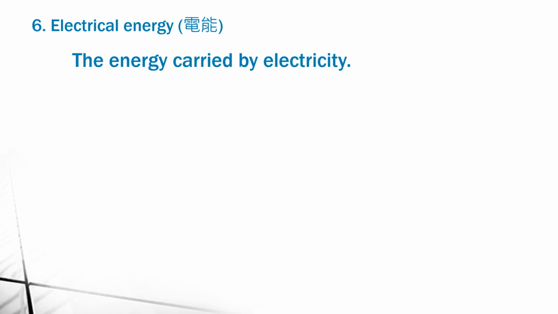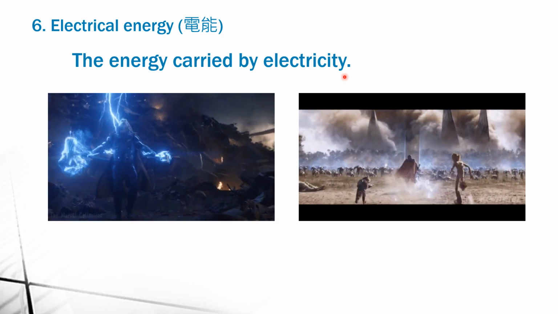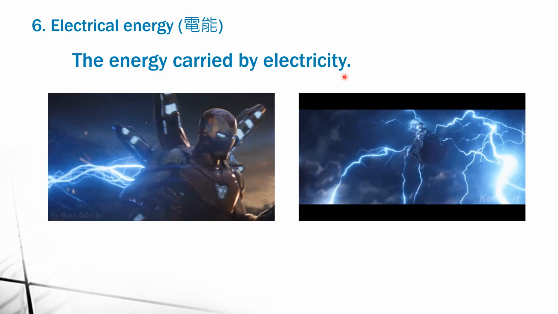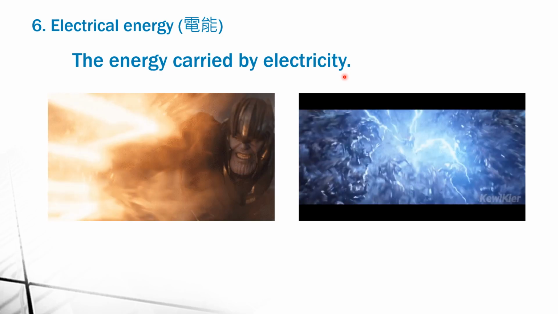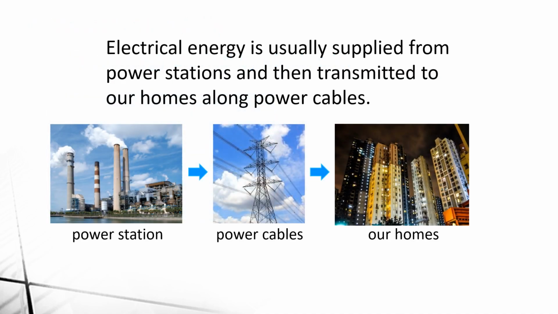The next form of energy is called electrical energy. Chinese term 電能. Now, the thing is very straightforward. It is the energy carried by electricity. Now you know the power of electrical energy, especially in the movie clips. You know Thor, 雷神 Thor, uses electrical energy in the battle.